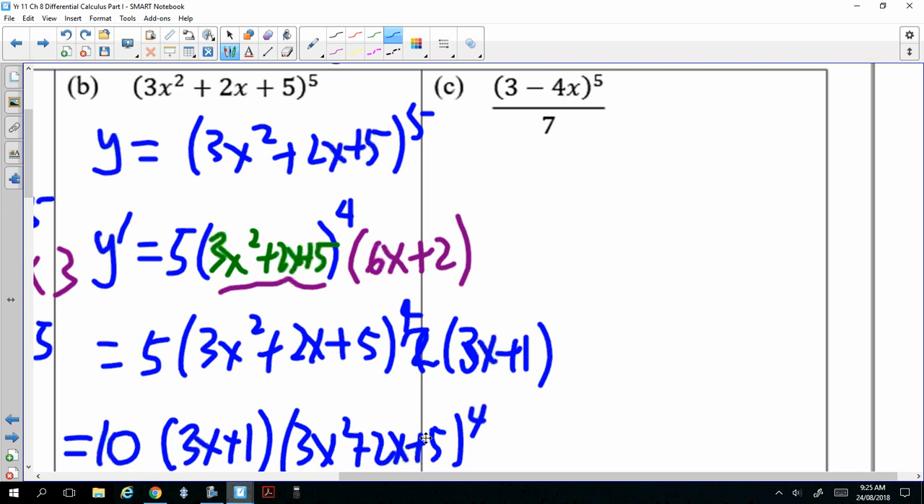Let's do the next one. Okay, the next one, just need to write it like this. Write 1/7 in front.